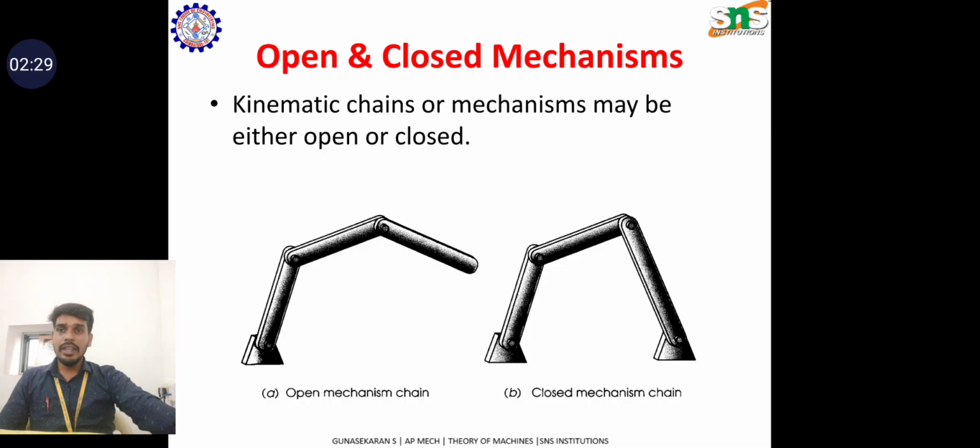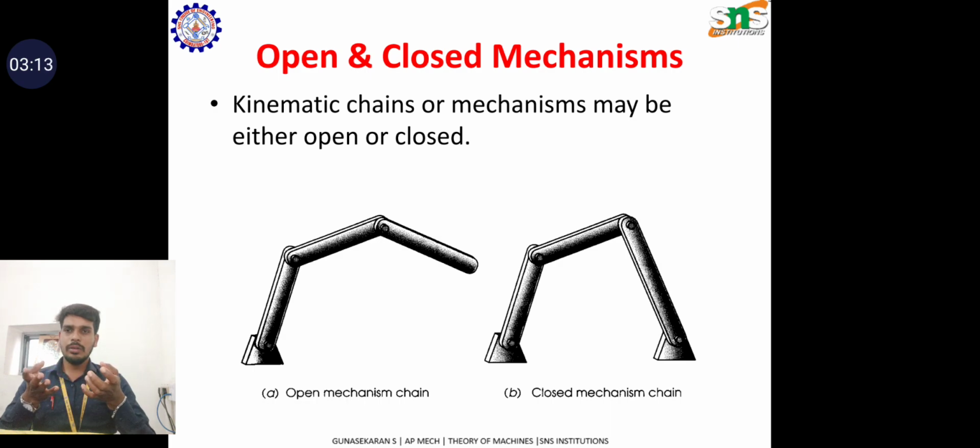Here we are seeing kinematic open and closed mechanisms. First of all, the kinematic chain. Kinematic chain, we already discussed in the last videos. A kinematic chain or mechanism can be classified as open or closed mechanism. An open mechanism consists of links connected in a chain with a free end, allowing unrestricted movement. In contrast, a closed mechanism forms a loop where all links are interconnected, ensuring constrained and predictable motion within the system.